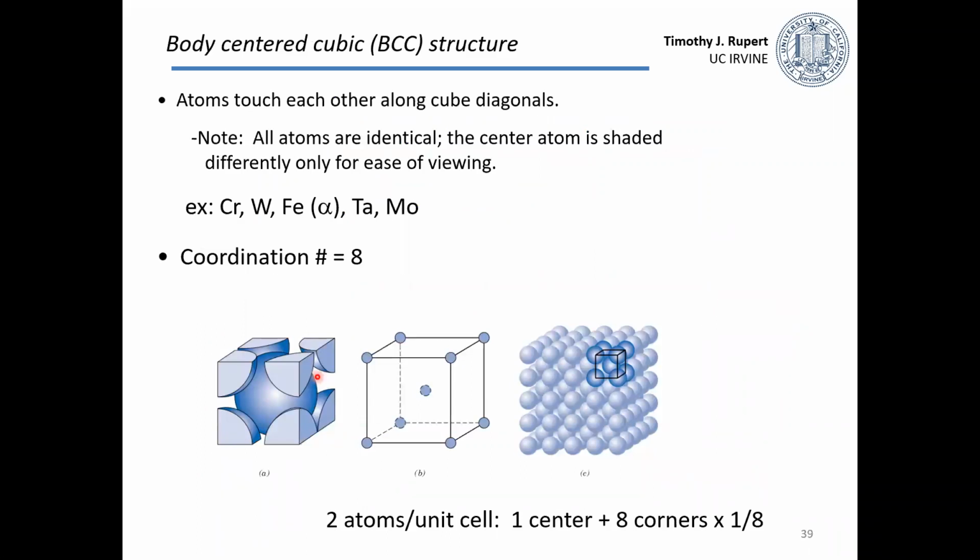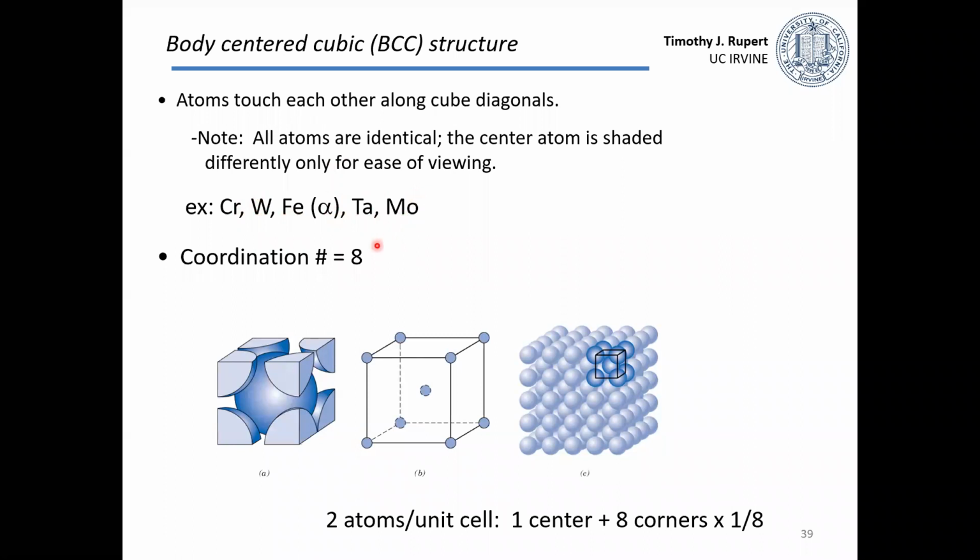Body-centered cubic, this is the one where the atoms are touching along the cube diagonals, from the front top left to the bottom back right. This is actually one that's commonly found in nature. So things like chromium, tungsten, iron when it's in the alpha phase. We'll talk about different phases of a given element later on. Things like tantalum and molybdenum.